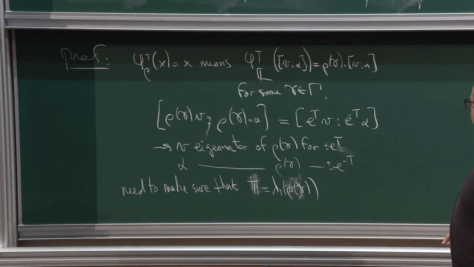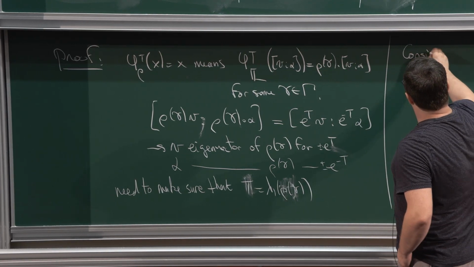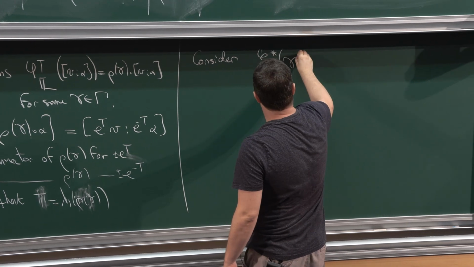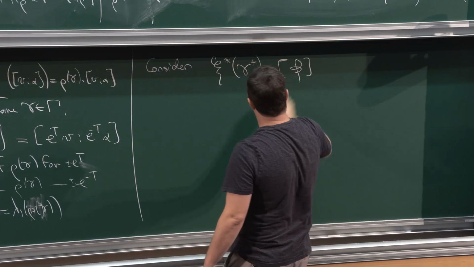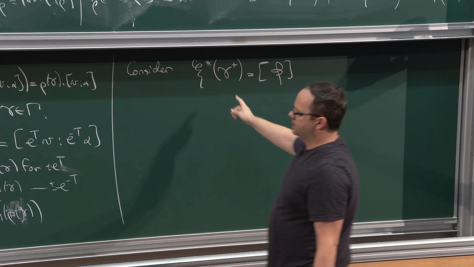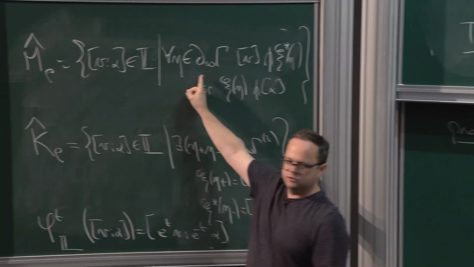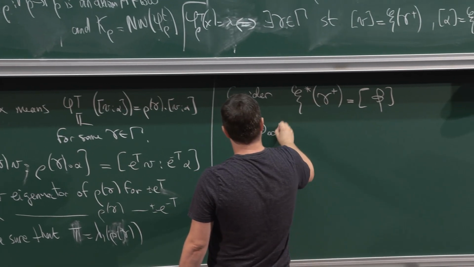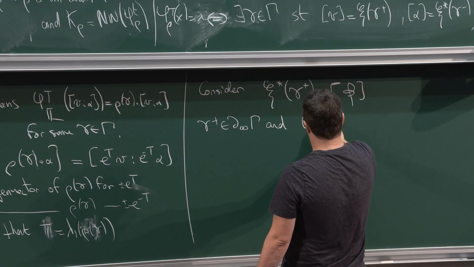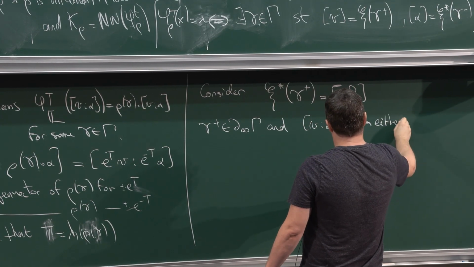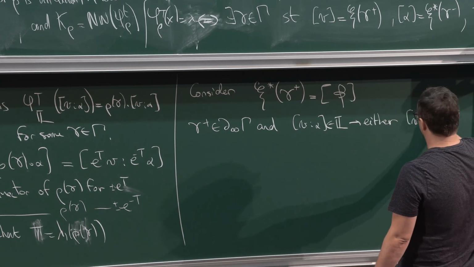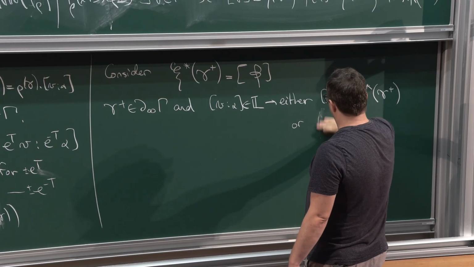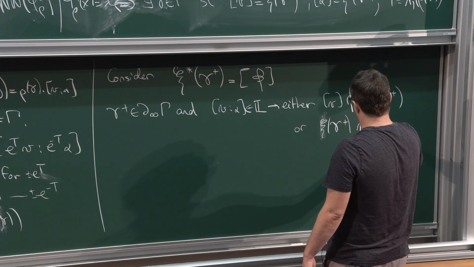Right, so what you do for this is you consider psi star of gamma plus and write this as the class of some element beta. Now gamma plus is an element of the boundary of gamma, so you're going to be using this definition of m rho hat. So you know that either v is transverse to psi star of gamma plus, or psi of gamma plus is transverse to alpha.